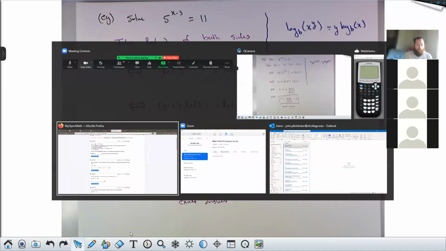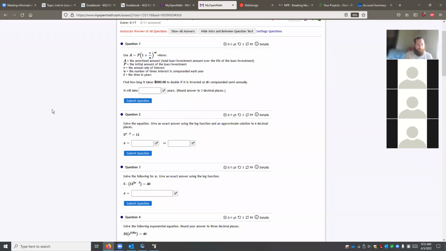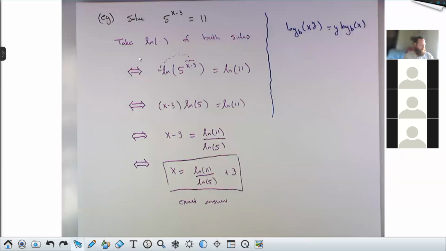Let's take a look at a more application-centric problem. This first one is fine. I'm going to modify it just a little bit.